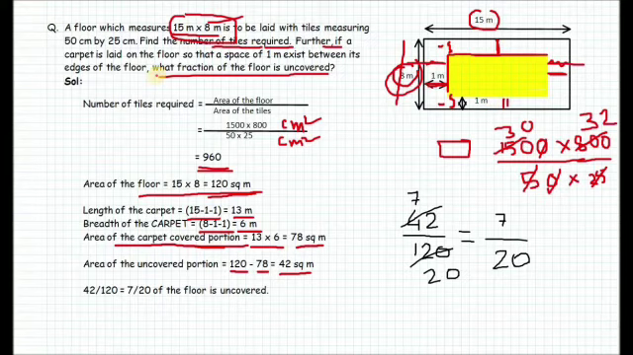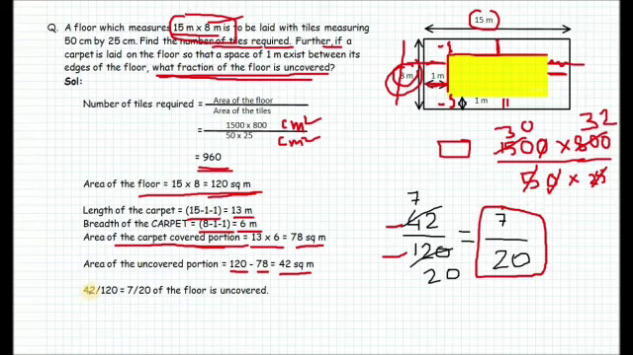Now what was the question? What fraction of the floor is uncovered? That means the total area was 120. Out of this 120, this 42 is uncovered, right? So that is the fraction. If you do this calculation, you will get 7 out of 20, 7 by 20.